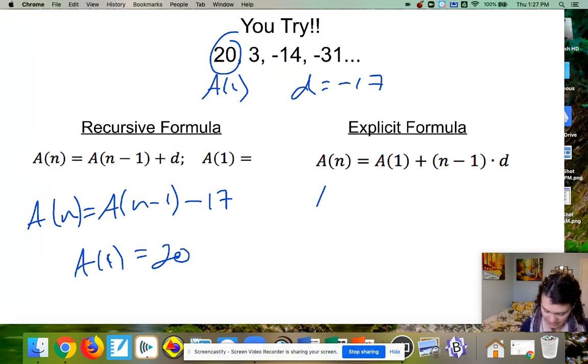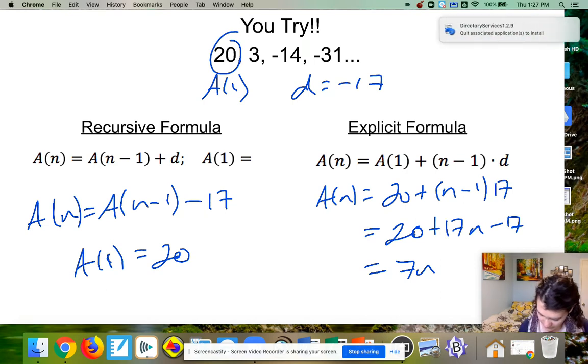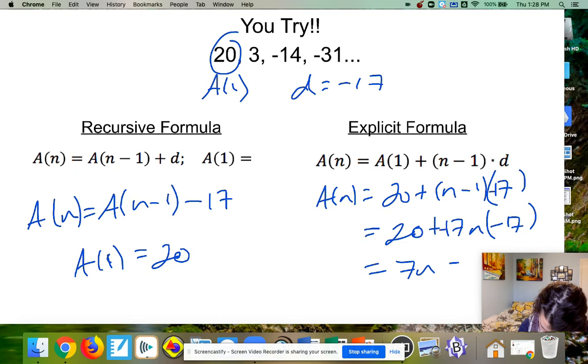Your explicit, a of n equals 20 plus n minus 1 times negative 17. Simplify this out, and you'll get negative 17n plus 37. Sorry, lots of mistakes here. This should be 17 for all of those, negative 17.